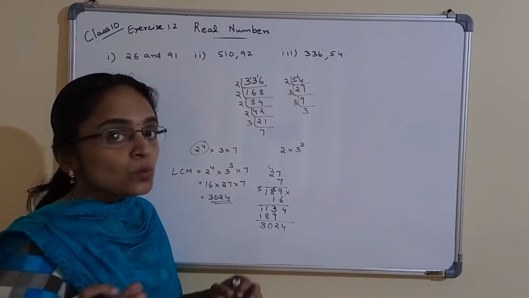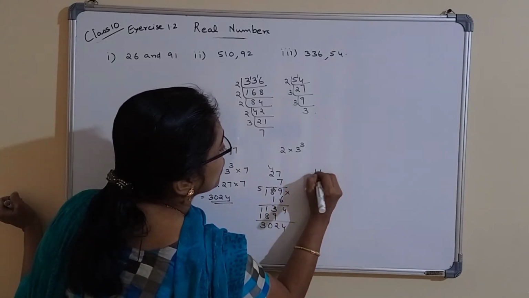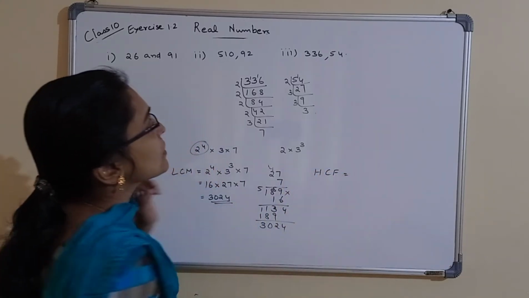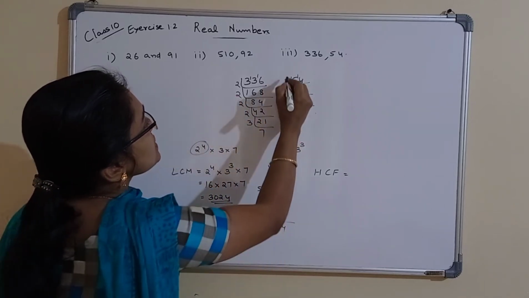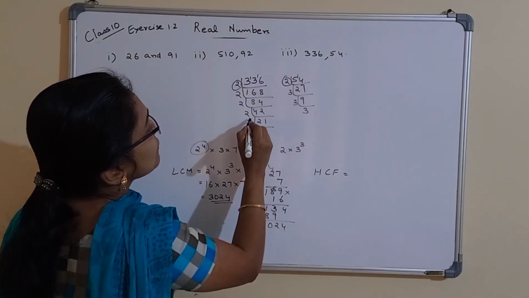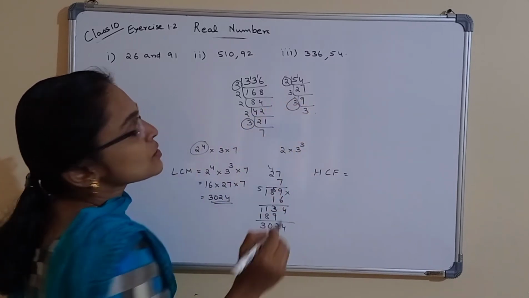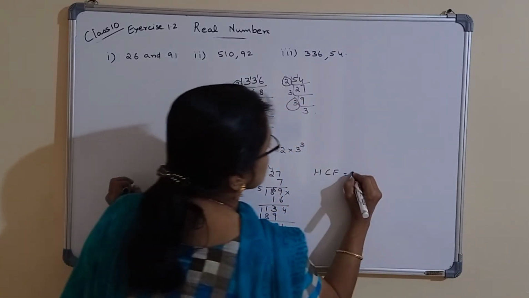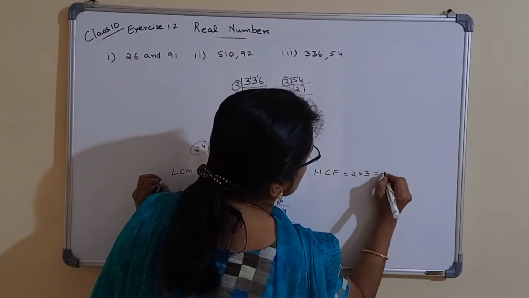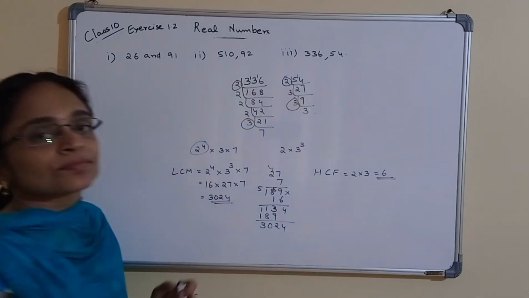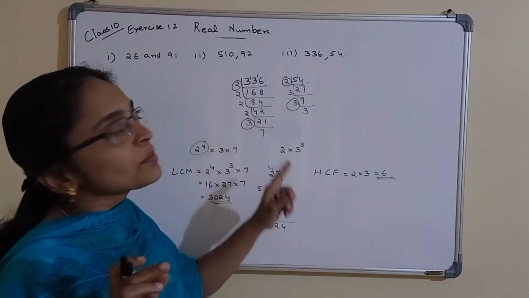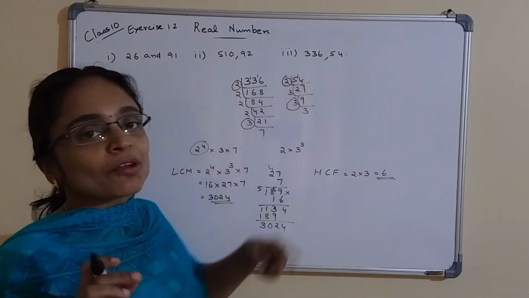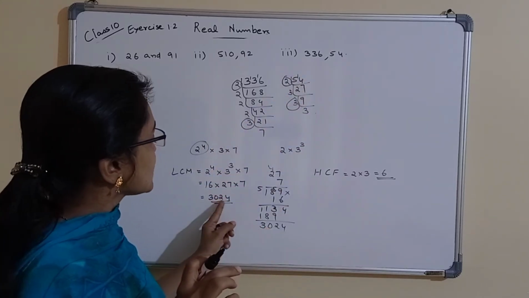Okay. Now what is the HCF? What is the common factor? Highest common factor in this? 2 is common. Then 3 is common. So highest common factor is 2 into 3, which is equal to 6. Now we have to verify whether LCM into HCF is equal to the product of the numbers. What is LCM into HCF?